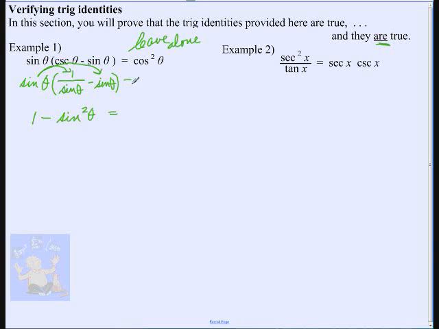Now I am not doing anything with this side. It's staying the same right down through. Not doing anything. What can I use here? Well, I'm going to use the Pythagorean identity.